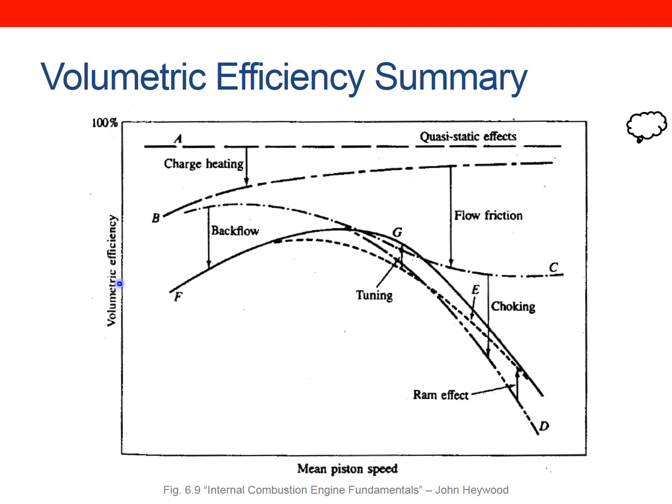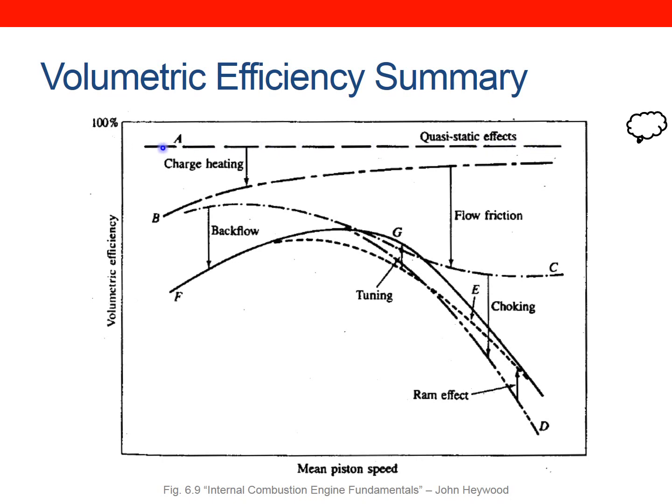So what we've got here is volumetric efficiency on the x-axis and mean piston speed on the y-axis, which you can convert to revs per minute or per second. So what this plot is saying is curve A, or rather this line, is really what you want. Why can't we have this high efficiency across the whole range of speeds?